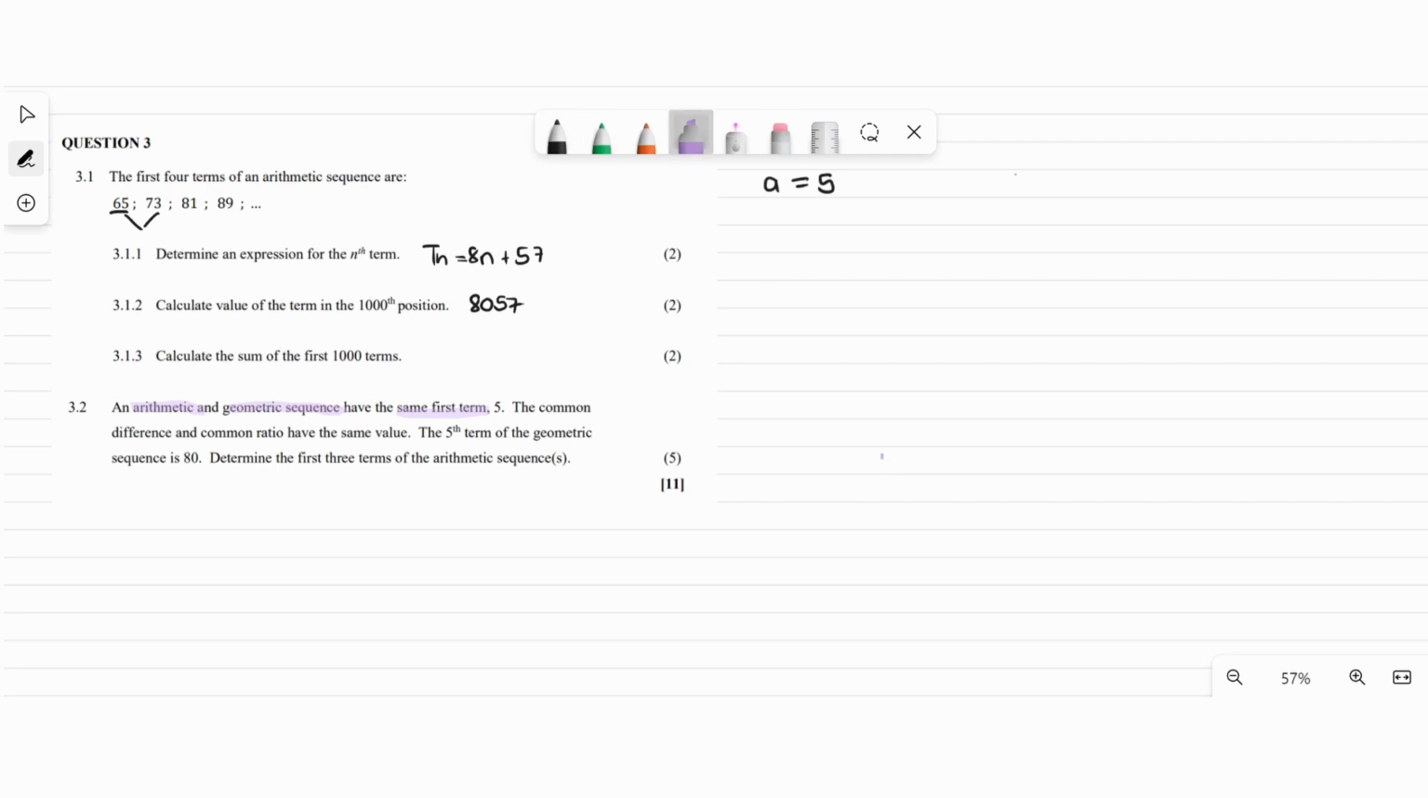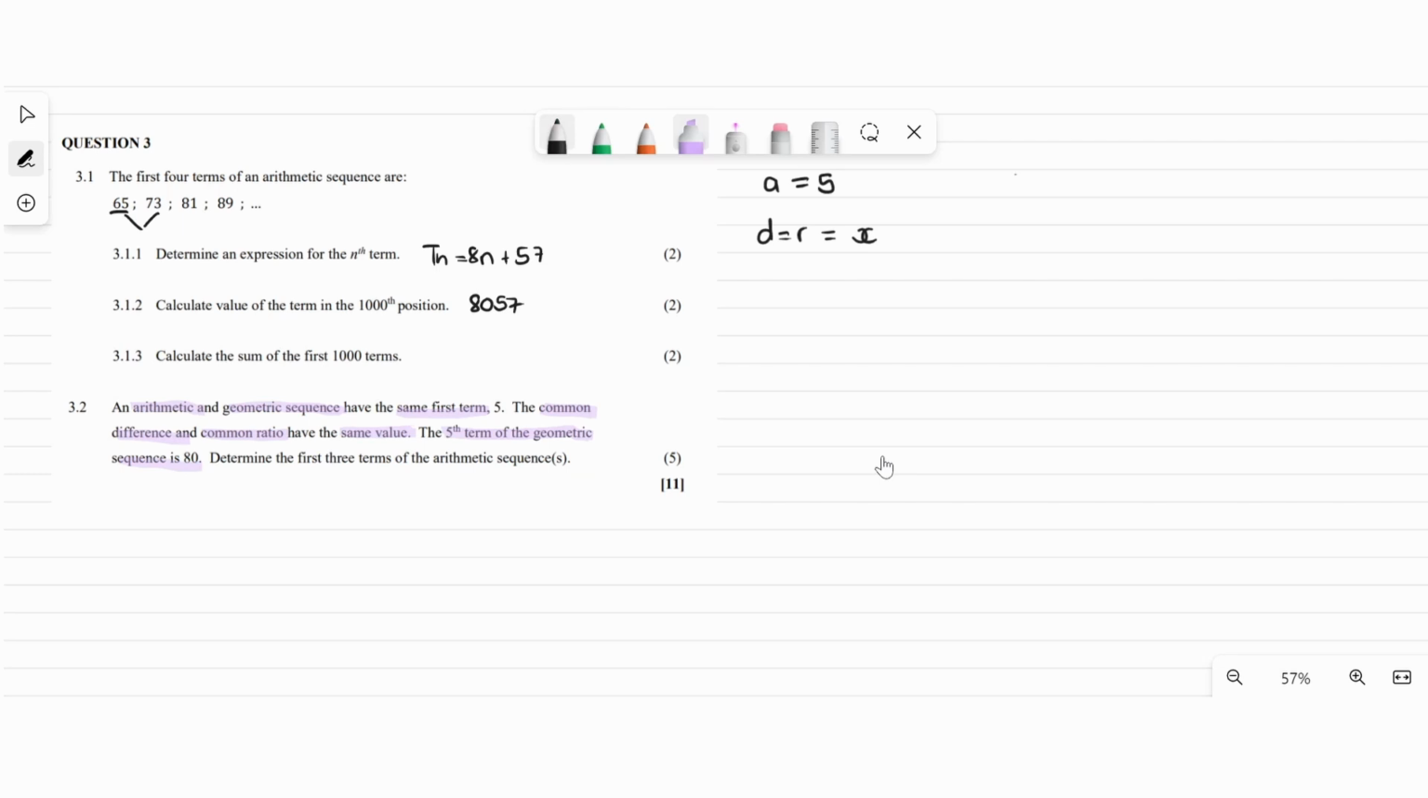And they say the common difference, which is for the arithmetic, and the common ratio have the same value. So meaning in this case, d equals r, and let's say d and r equal x. They have the same one, right? And what do they tell us? They tell us that the fifth term of the geometric series is equal to 80.